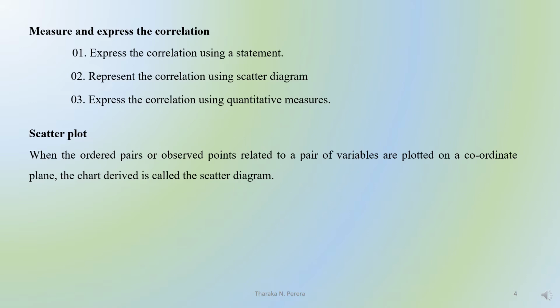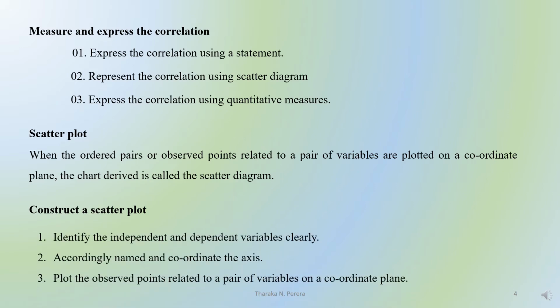When we construct the scatter plot, first we have to clearly identify the independent and dependent variables. Then, accordingly, we have to name the coordinate axes. For example, the independent variable should be represented on the horizontal axis and the dependent variable on the vertical axis. And finally, we have to plot the observation points related to the pairs of variables on the coordinate plane.